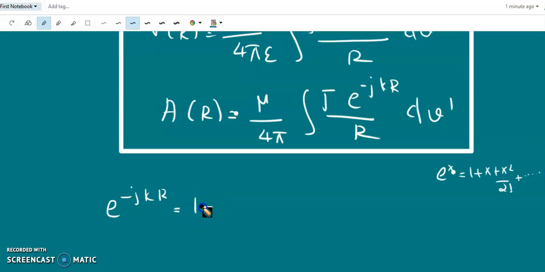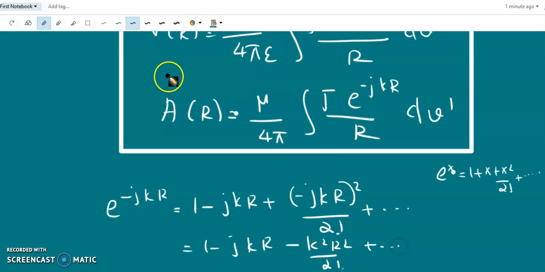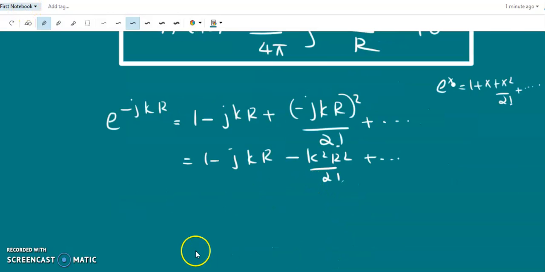Similarly, e to the power minus jkr can be written as 1 minus jkr plus minus jkr whole square by 2 factorial plus etc. So 1 minus jkr, j square is minus 1, so minus k square r square by 2 factorial plus etc. Here k is the wave number, which is 2 pi by lambda. So k into r is 2 pi by lambda into r.